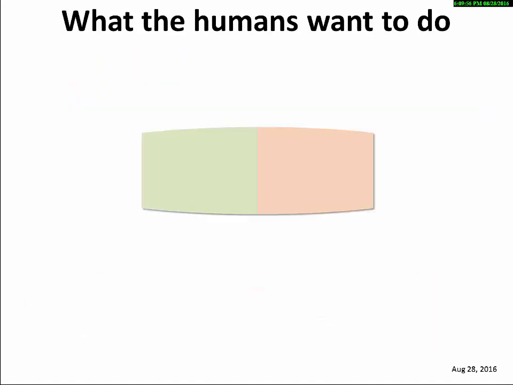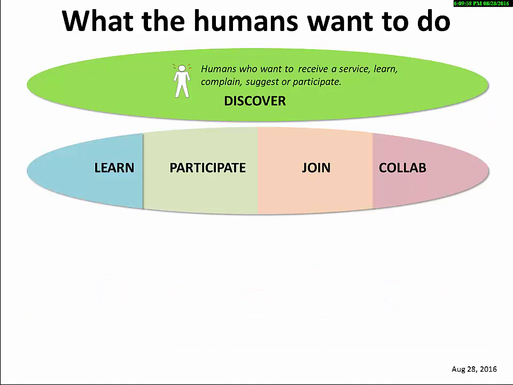What do the humans want to do? Well, the humans on the top need to discover ways in. They need to learn about programs and services that are relevant to them. They need to participate, or they may want to participate. They may want to join a community that can affect a positive solution, and they may want to collaborate.